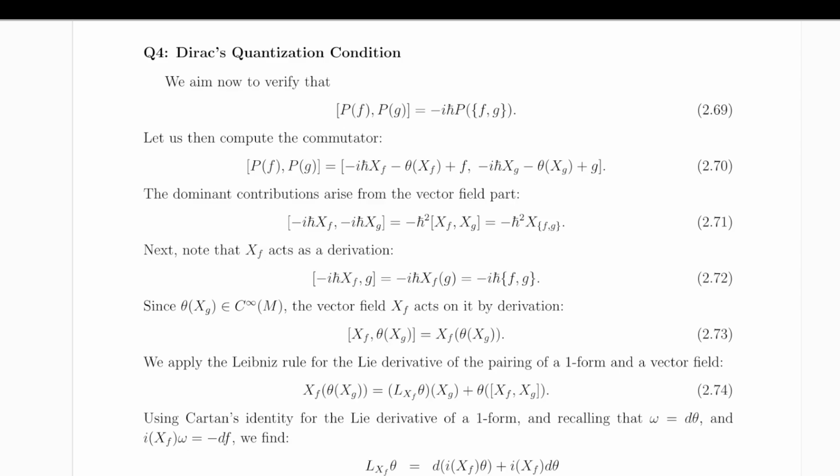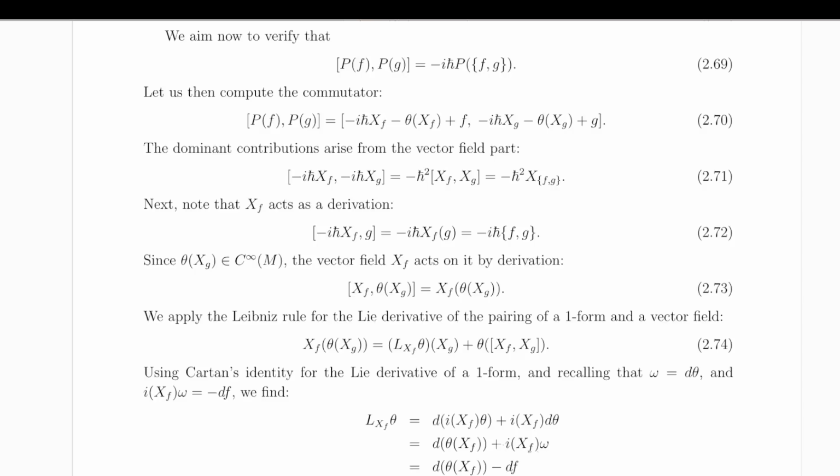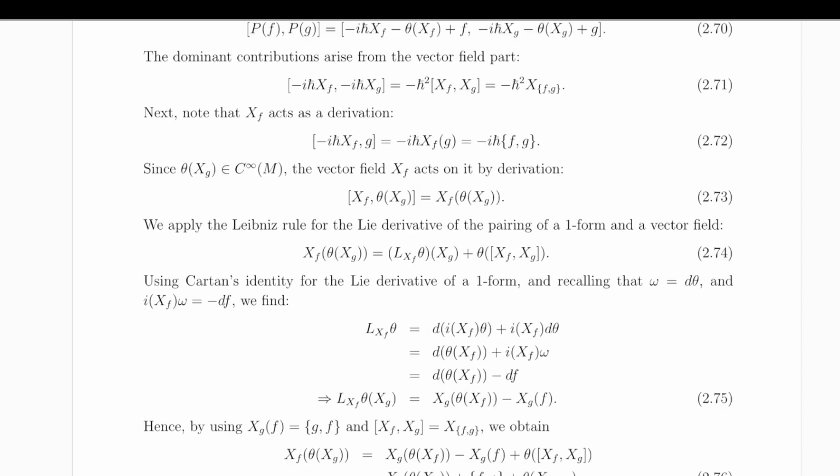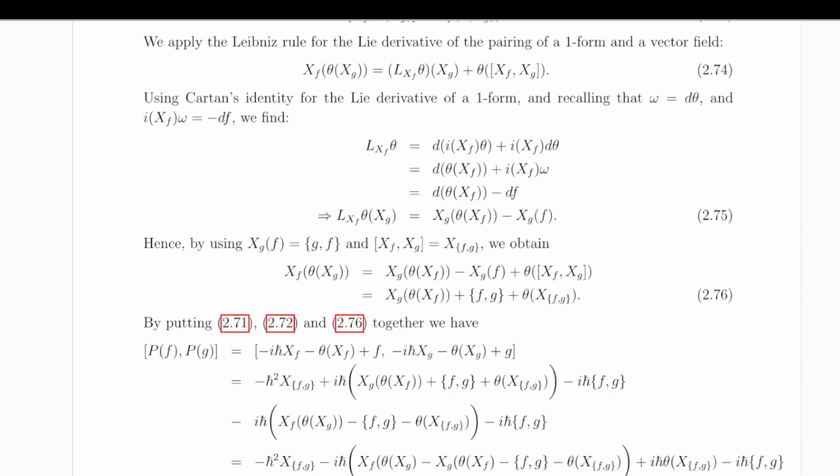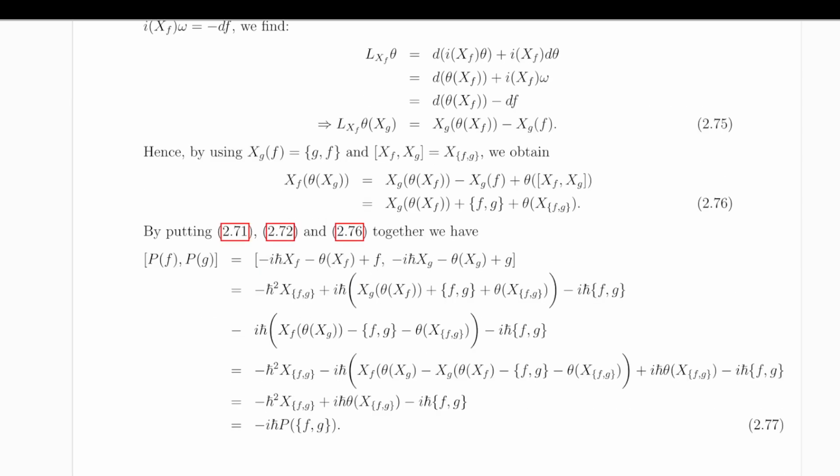Q4, Dirac's quantization condition. Finally, we examine the commutator of two prequantum operators. The dominant contributions come from the vector field terms, which, as we have seen, reflect the Poisson bracket structure. Additional terms arising from the symplectic potential and the functions themselves carefully cancel out, preserving the desired correspondence. Thus, the prequantum operators satisfy Dirac's quantization condition. The commutator of two quantum operators corresponds precisely to -i times Planck's constant times the quantization of the classical Poisson bracket.